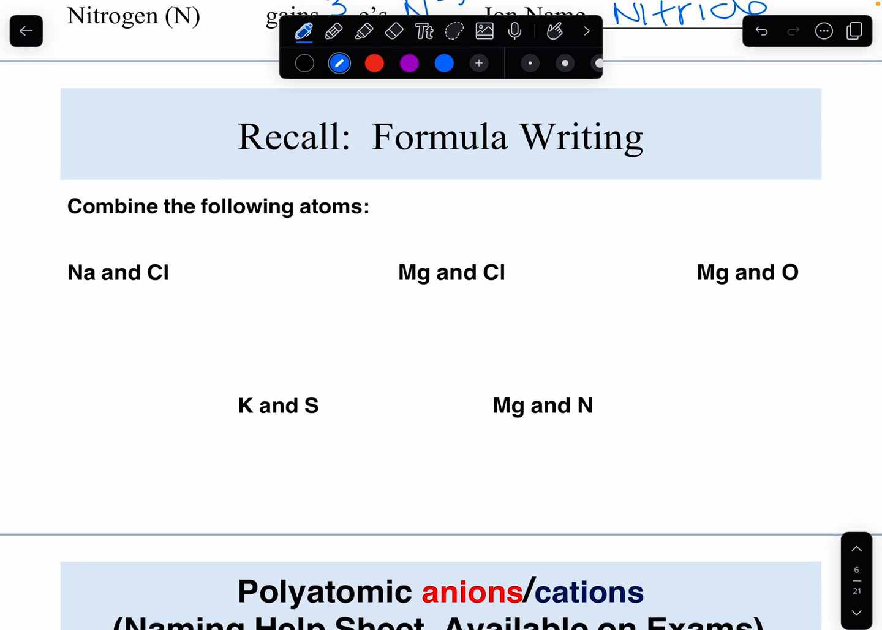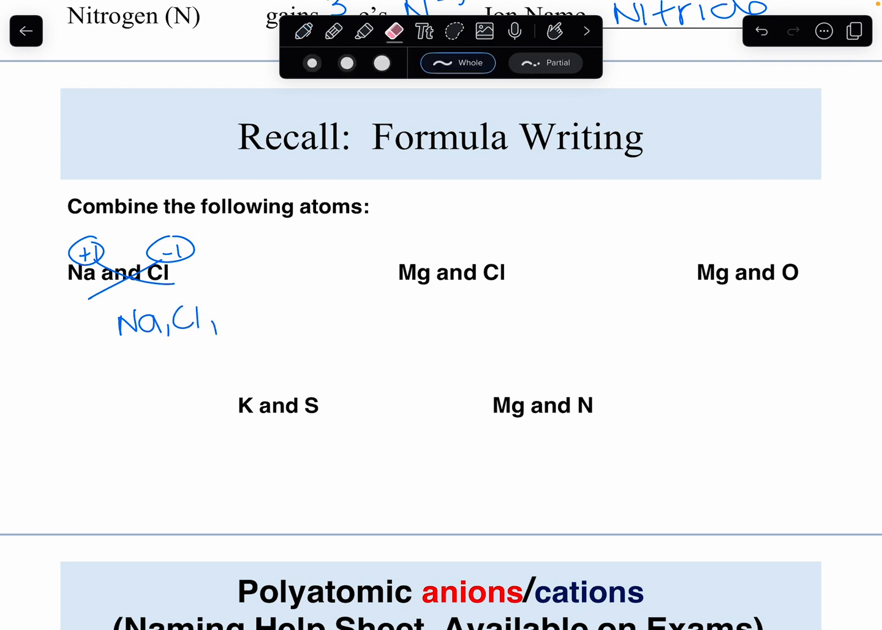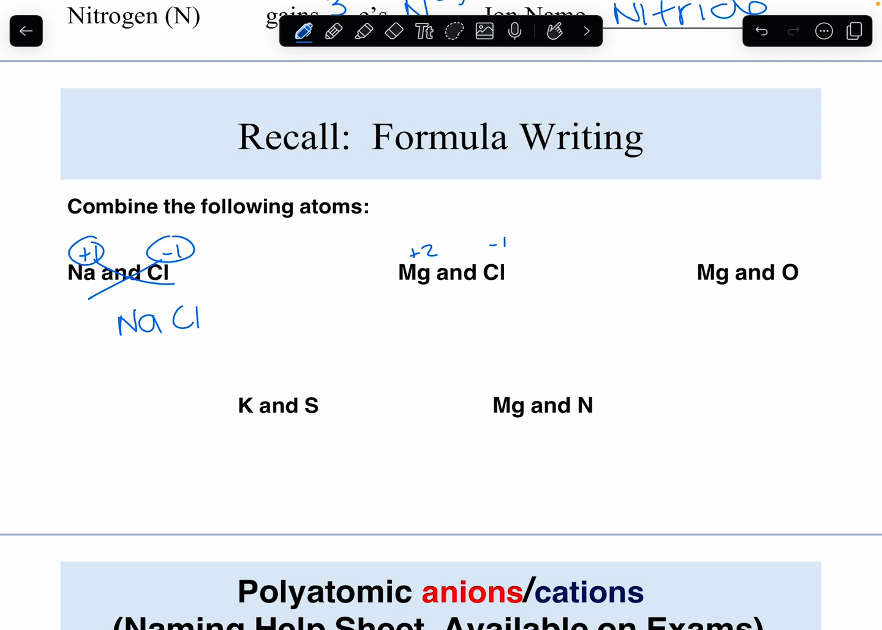Now, we did this a little bit before, formula writing, so we know the charges. I like to write the charges up above. Then I say we crisscross them and bring them down. So it becomes Na1, Cl1, and again, you do not have to write the ones. You can just leave the ones off, but if you want to write them, that's not a problem. This one's a +2, -1.